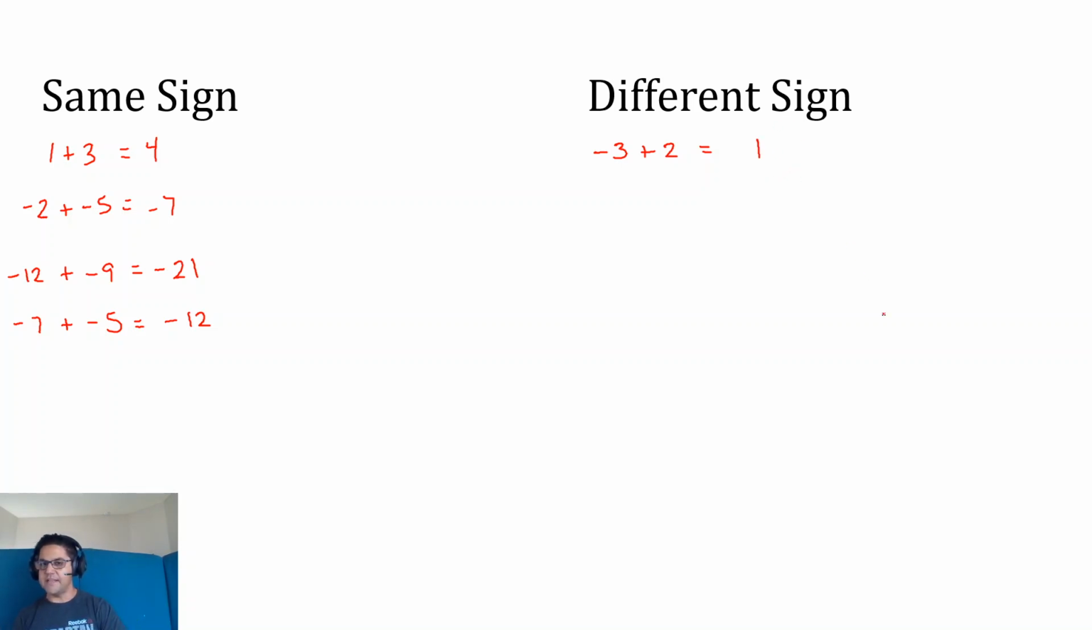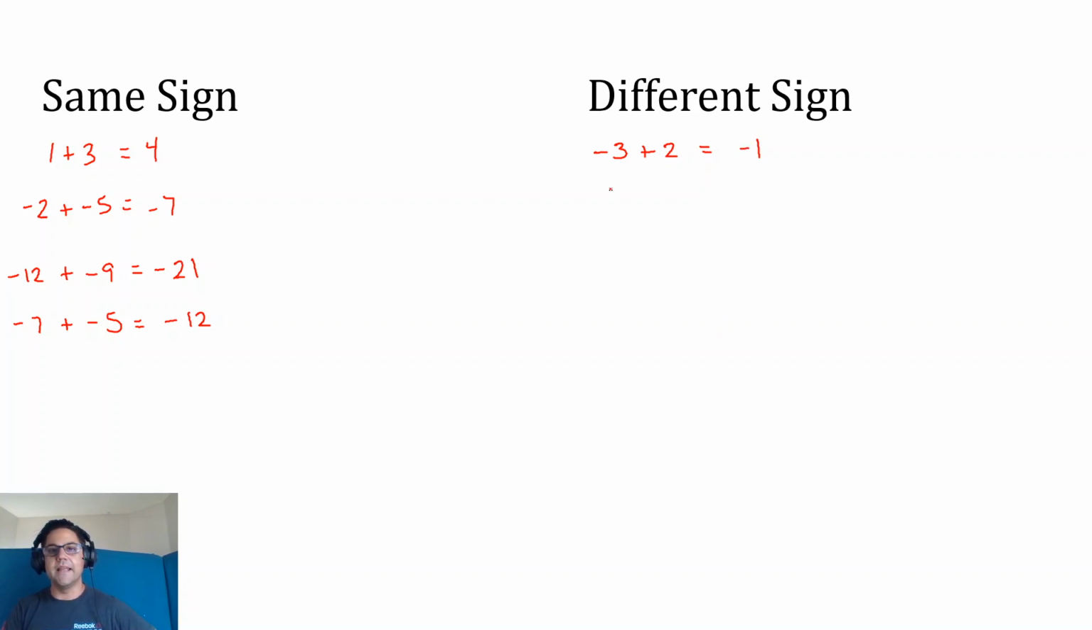Then I think about the sign. I'm going to take the sign with the greatest absolute value. Negative 3 is the one with the greatest absolute value because that would be an absolute value of 3, which is greater than an absolute value of 2, which is 2. So in other words, my answer is going to be negative 1.